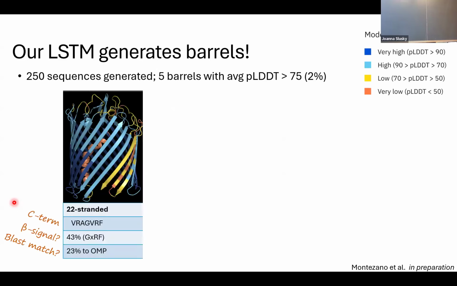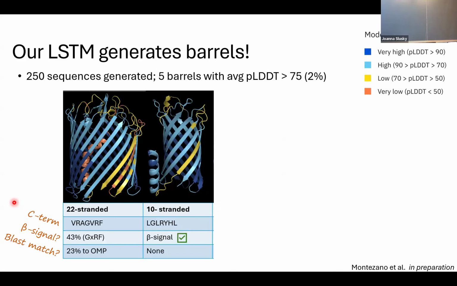I can tell you a little bit about it. This one's 22-stranded. It does have something kind of like a beta signal, but maybe it's only 3 to 4% beta signal or so. This one actually has a 23% identity match in BLAST. So it's sort of recapitulating possibly something it was trained on.